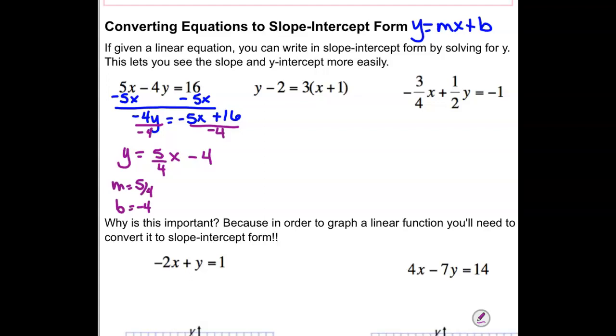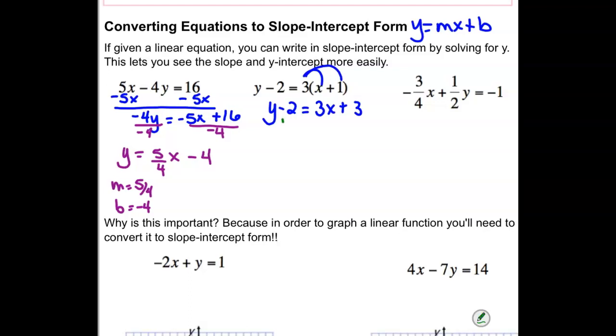For our second example, notice that we have some distributing that we need to do first. So let's go ahead and clean up the right side. We have 3x plus 3. And then it's almost in slope-intercept form. If we simply add the 2 over, we will get it into that slope-intercept form. So we have y equals 3x plus 5. So now my slope would be 3, and my y-intercept would be 5.